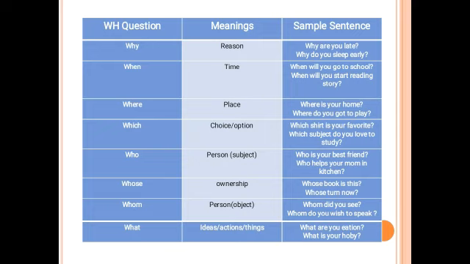Same in the next sentence. Which subject do you love to study? Again, you study so many subjects, but here again you have a choice. Maybe you like all of them, but you might like one most of all. So you need to make a choice and you will say, I like English, I like maths, I like geography, and so on.